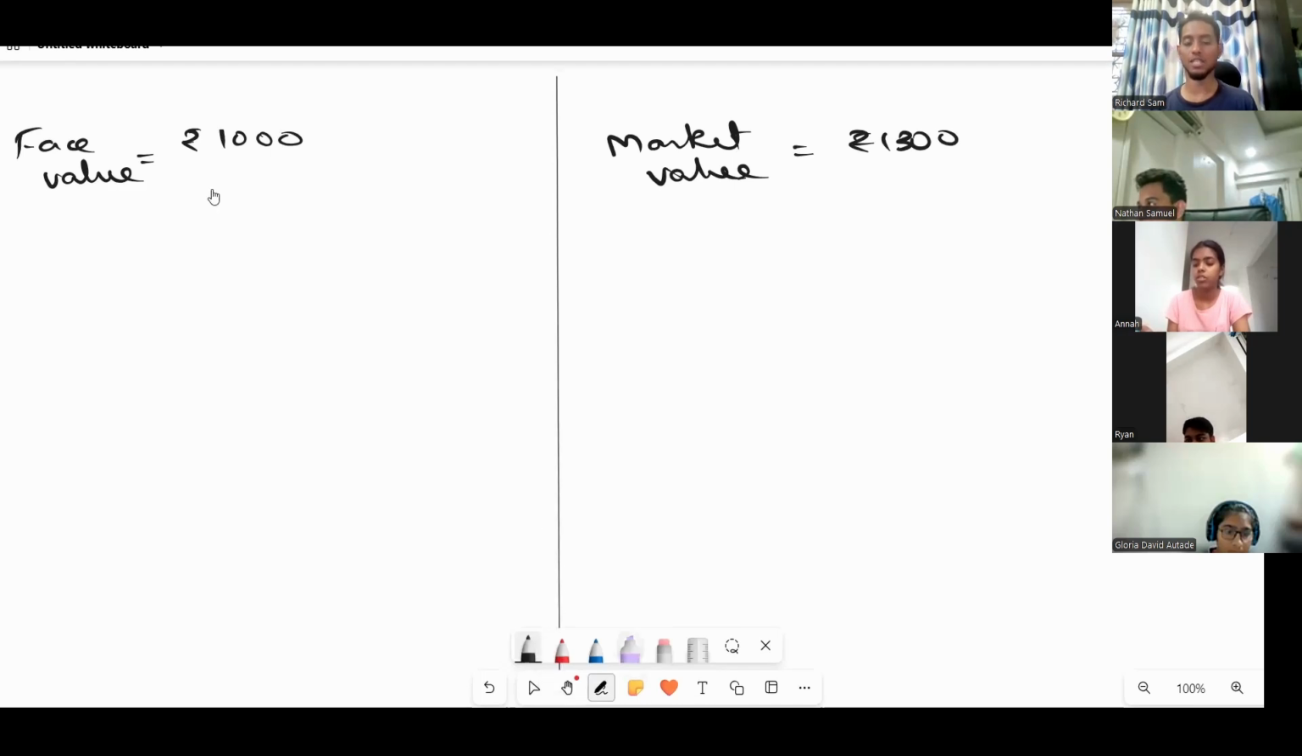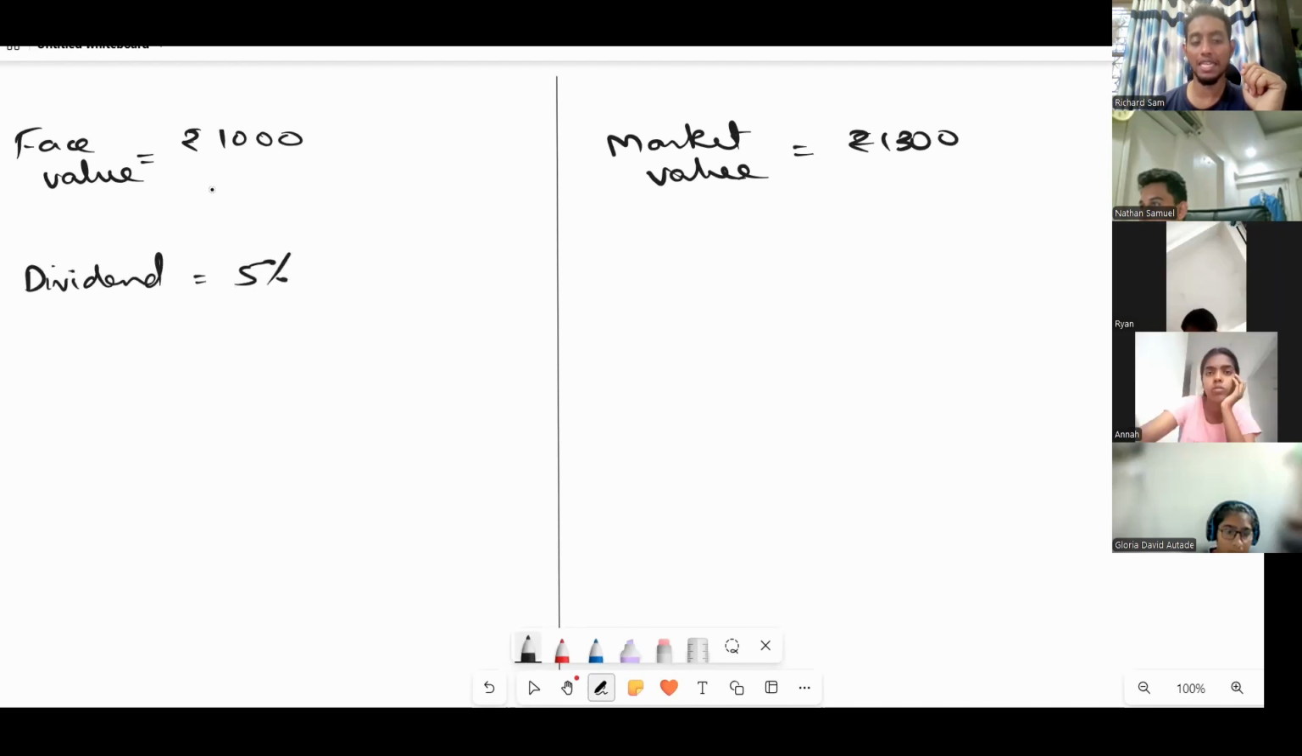Now dividend. Dividend is a fixed percentage. Now suppose the dividend is 5%. Is it 5% of the face value or 5% of the market value? Dividend is 5% of the face value. Suppose Ahmed is giving 5% dividend. He'll give 5% of 1,000 rupees, not 5% of the market value. So even though market value goes up and down, dividend is fixed. It's based on that face value.